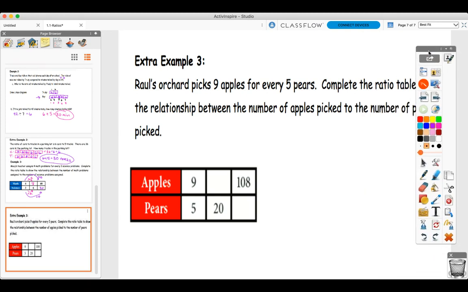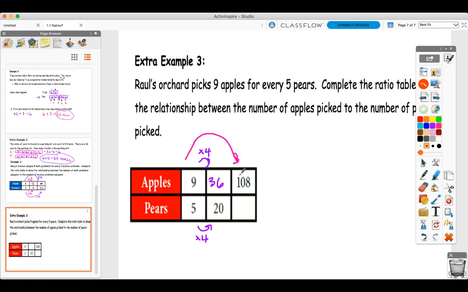So you're completing this table. Raul's orchard picks 9 apples for every 5 pears. So let's look at the pears first. So what are you doing to 5 to get to 20? You're multiplying by 4. So that means you're multiplying this by 4. Same thing to the top.